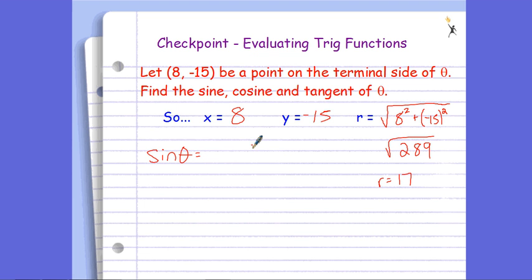Remember, it's y over r, so it would be negative 15 over 17. My cosine is x over r, so it's 8 over 17. And finally, my tangent is what? Y over x, so it would be negative 15 over 8. So all you have to know are those formulas that you got in the first page.